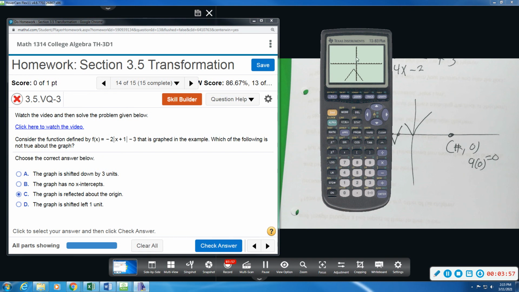Okay, so with the reflection, when this got shifted down, it reflected everything over, so it doesn't cross the x-axis. Okay, so there are no x-intercepts. But it's not reflected about the origin. The origin, you would have to have a negative out front and a negative on the x to say an origin reflection. So this is the one that would not be true.